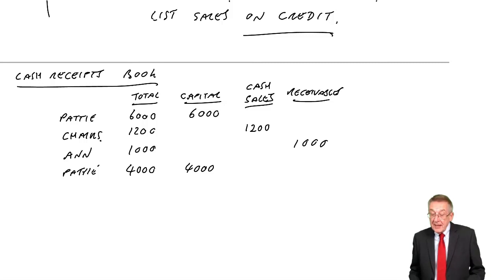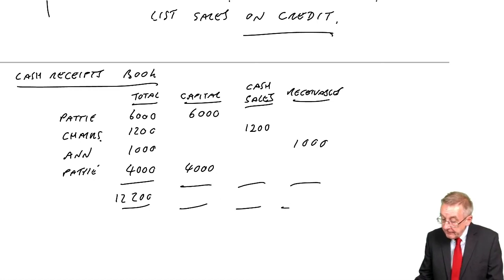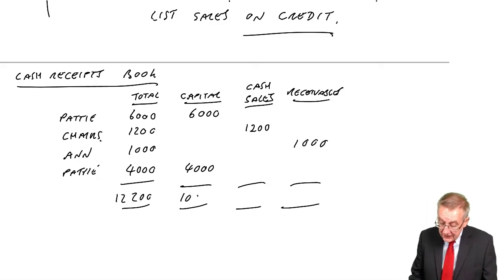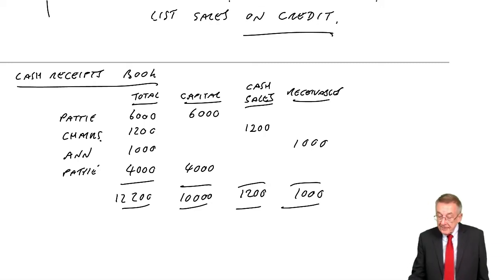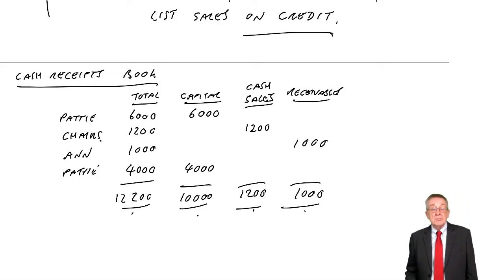Similarly, cash receipts. Oh, beg your pardon. Cash receipts was up there. Cash receipts, the total of the total column, 12,200. And the analysis. The total capital, 10,000. Cash sales, 1,200. Receivables, 1,000. And of course, no problem here because it's a very short exercise, but there is a little check on ourselves. The total of these three columns, 10, 11, 2, 12, obviously should equal the total of the total column.